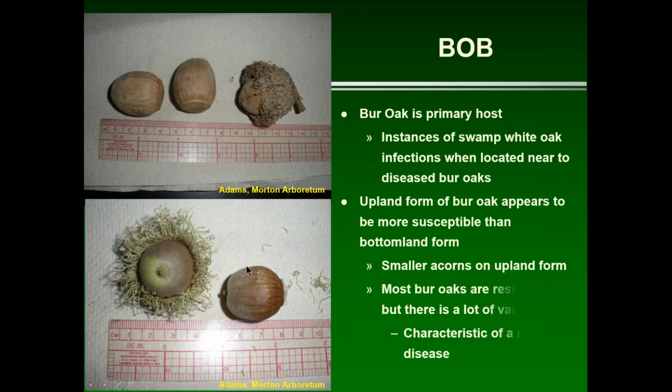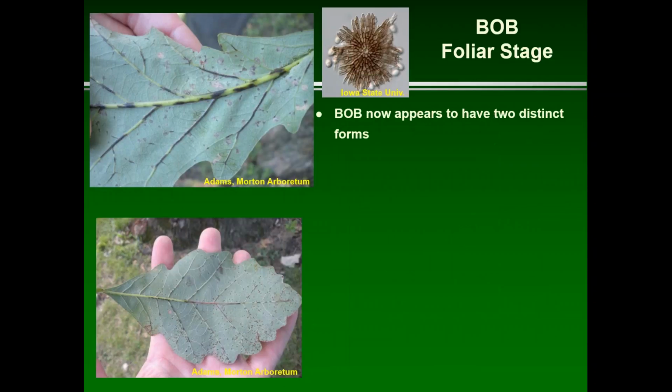The lowland form of bur oak has the larger acorns with the large frilly cups, whereas the upland form has a little smaller acorns and the cup isn't quite as fuzzy. It seems that bur oak has a wide variability in their resistance or susceptibility, and that's pretty characteristic of a native disease, and that is why Dr. Harrington believes this is a native disease that has become a little bit more prominent in the last few years.